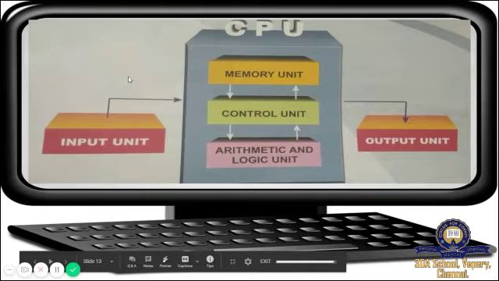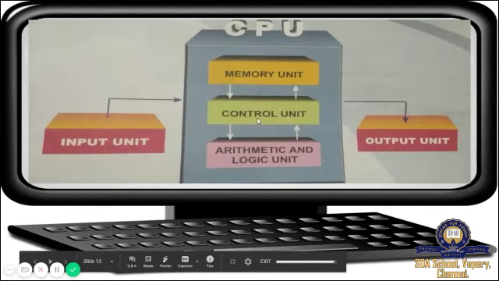Now for your question, the CPU has to analyze the answer. It has to analyze, calculate, or think of an answer. That becomes the arithmetic logic unit. The CPU totally has three units: memory unit, control unit, and arithmetic logic unit. In the memory unit, whatever questions we make will be stored, and whatever answers the computer gives will also be stored. So it is used both ways.